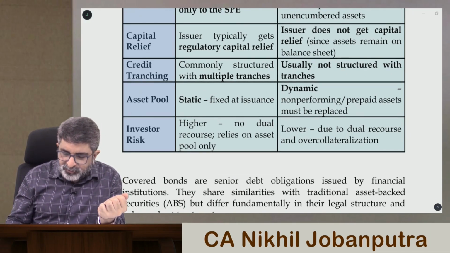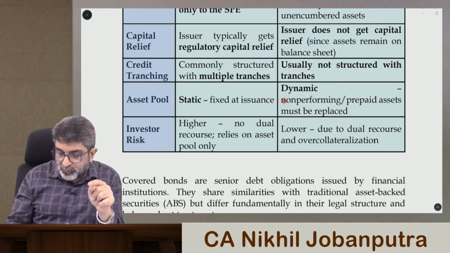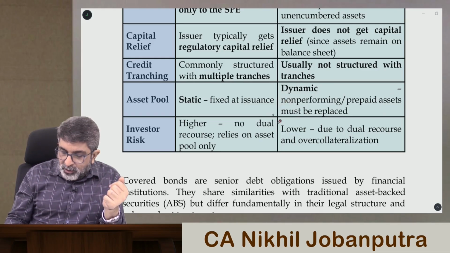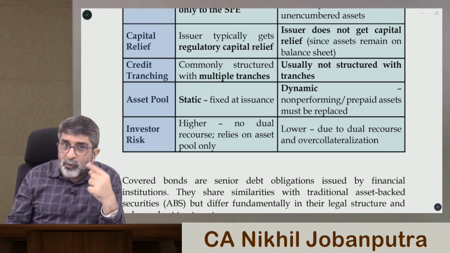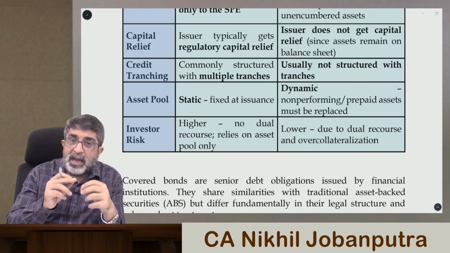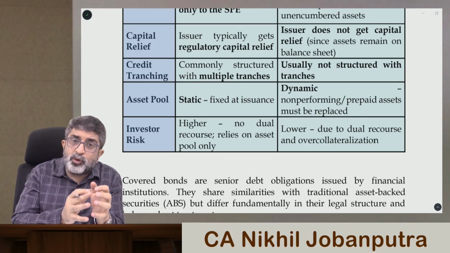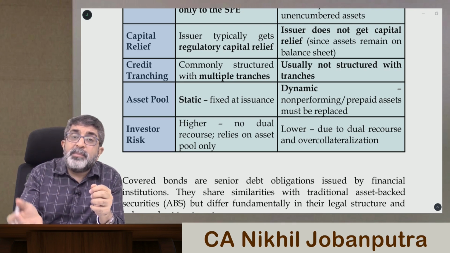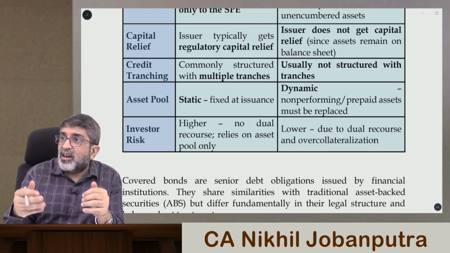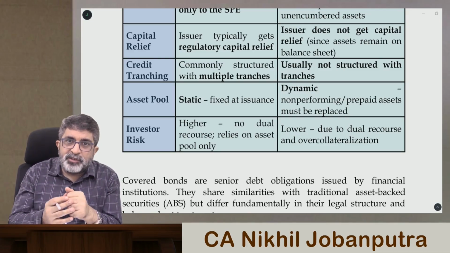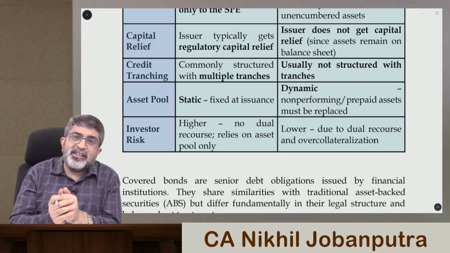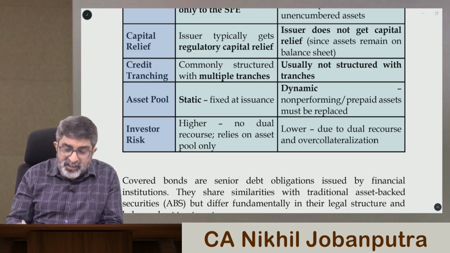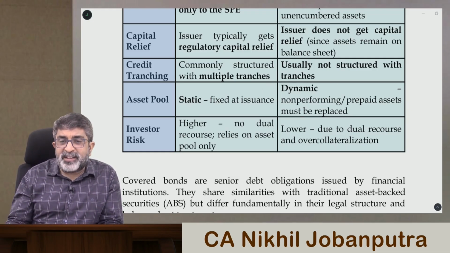Asset pool is static, fixed at issuance, in case of ABS, and in case of covered bonds your asset pool remains dynamic. I have already explained this with a couple of examples: what if the borrower defaults or makes early payment or prepayment of their loans? Then these assets are removed from the asset pool and new assets are brought into this asset pool. That is why in case of ABS it is static, in case of covered bonds it is dynamic.